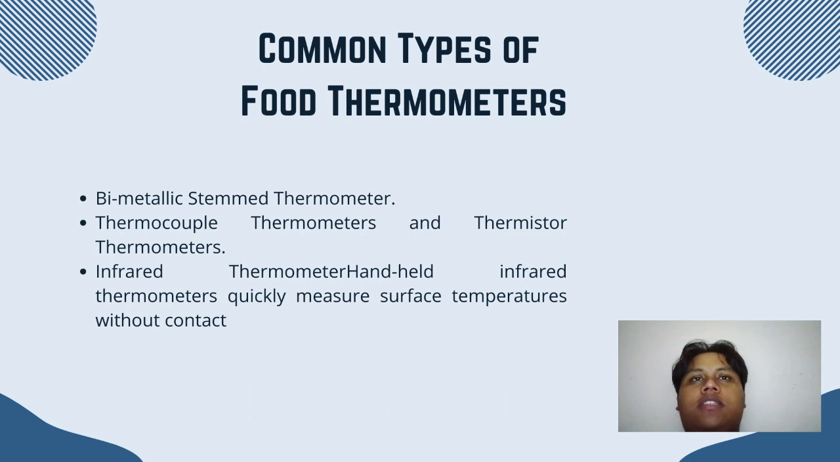The next is common types of food thermometers: bimetallic steam thermometer, thermocouple thermometers, and thermistor thermometers. Infrared thermometer, handheld. Infrared thermometers quickly measure surface temperatures without contact.